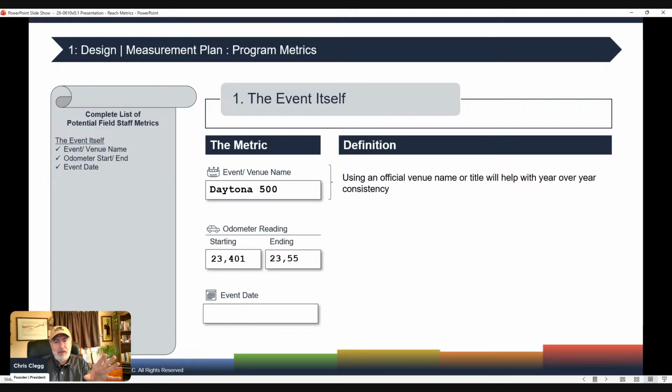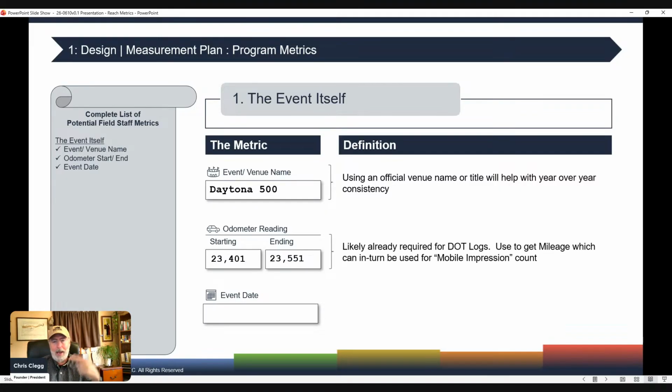If you have a wrapped vehicle, you want to get a starting and ending odometer reading. That's not only going to help you with your DOT logs and your compliance in that area, it's also going to allow you to calculate your mileage and or have your number of miles driven. And then when you have the number of miles driven, you can take advantage of measures of impressions per all-purpose vehicle mile that you can include in your reporting.